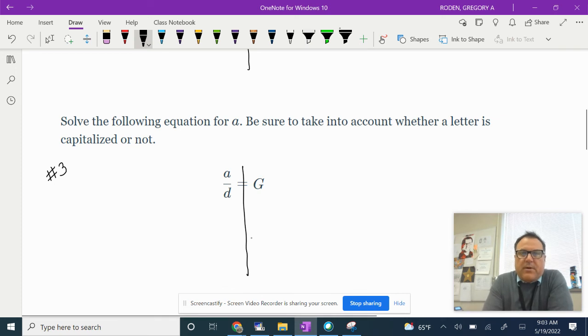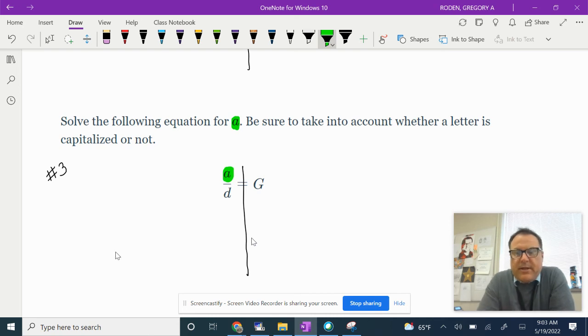So what are we trying to solve for? We're trying to solve for little a. Well, here's little a right here, right? Well, what's connected to little a? What's connected to little a is divided by D. We're dividing by D. See how we're dividing by D here? What's the inverse operation of dividing by D?